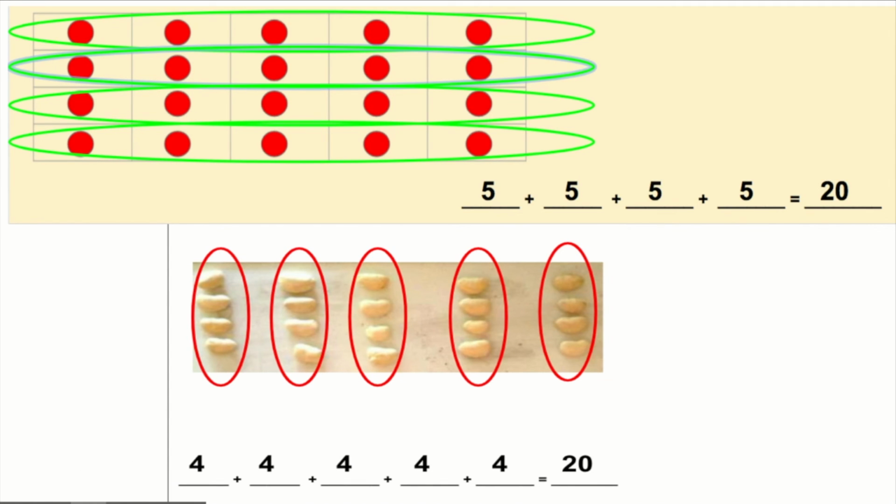I am noticing some similarities and differences between the two arrays. Wow! One similarity is that they both gave us a total of 20, even though both arrays were so different. One array had 4 rows of 5 cars, and the other array had 5 columns of 4 beans, but they both gave us a sum of 20.